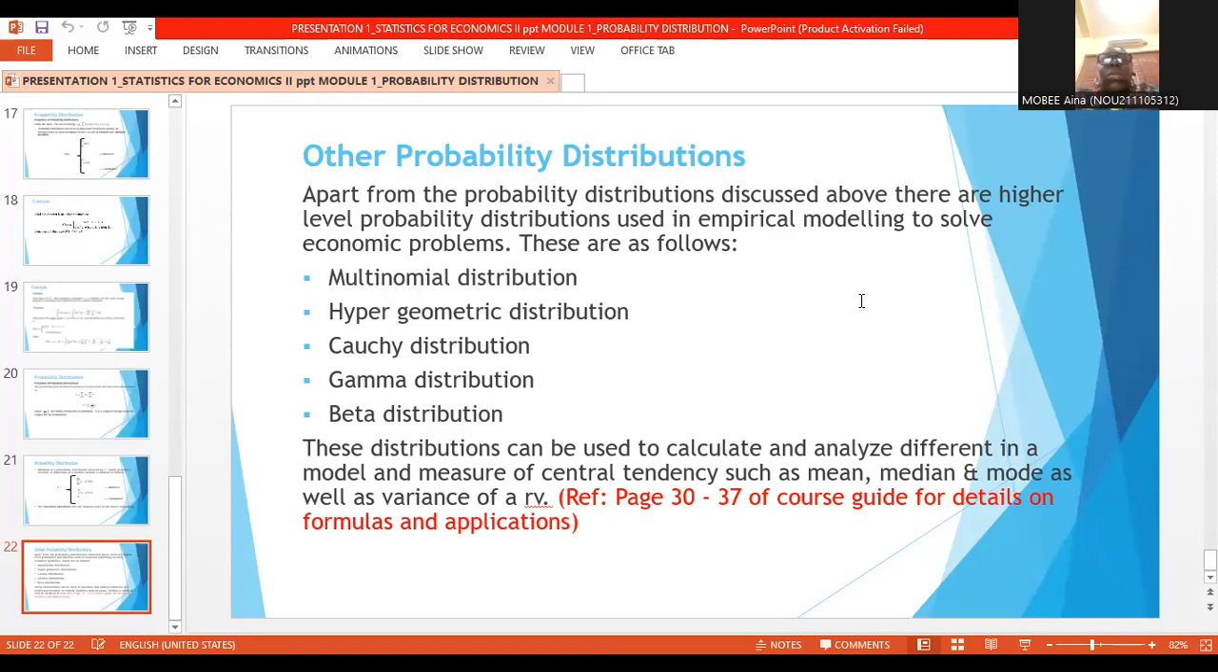Now, hypergeometric distributions. Like I told you the other time, we have binomial distributions, we have Poisson distributions. If you have a count model, these hypergeometric distributions are applied in modeling Poisson distributions and binomial distributions. Then for Cauchy distribution too, it is more or less the same.